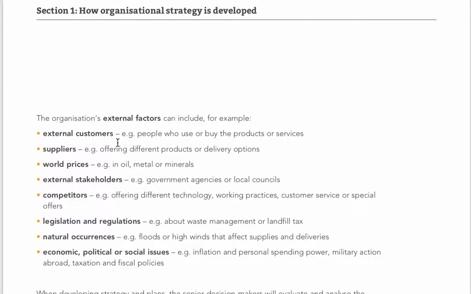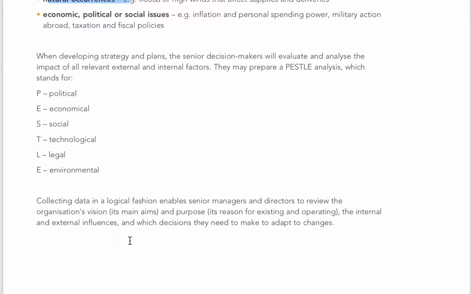So in this element, we're going to look at things like external customers, suppliers, legislation and regulation, national occurrences. Now, you'd monitor the external environment through a PESTLE analysis. So a SWOT analysis measures internal elements. A PESTLE analysis is going to measure external. And just like your SWOT analysis, I would like to see a PESTLE analysis within your strategic planning. PESTLE stands for political, economical, social, technological, legal, and environmental.